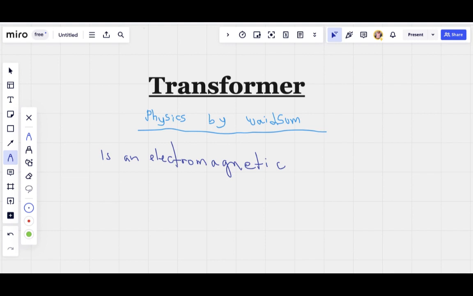If that is so, what does it do? My first point is that a transformer is an electromagnetic device. My second point to note about a transformer is that it's used for stepping up and stepping down voltages. Meaning, if we produce voltage or EMF in a power station and we want to transmit it over a long distance, we need to raise the value so that we will not lose the voltage over a long distance.